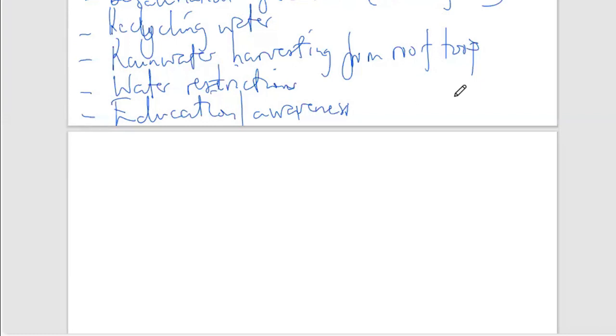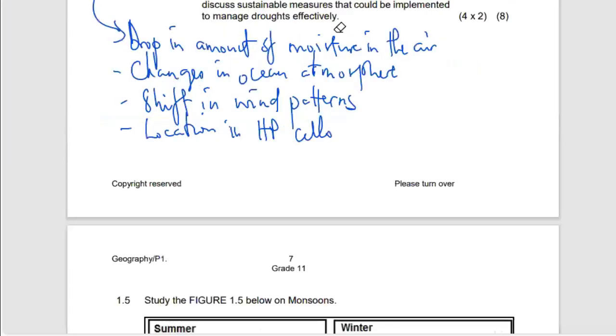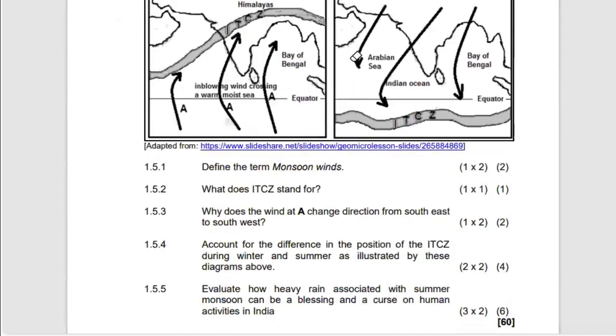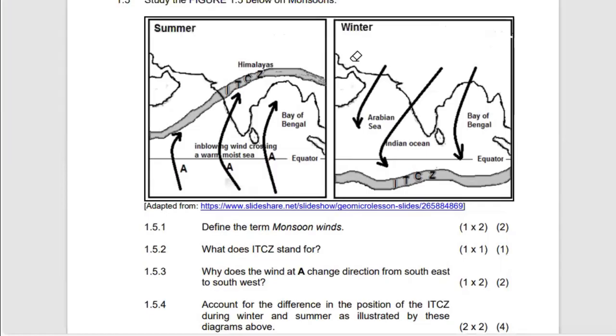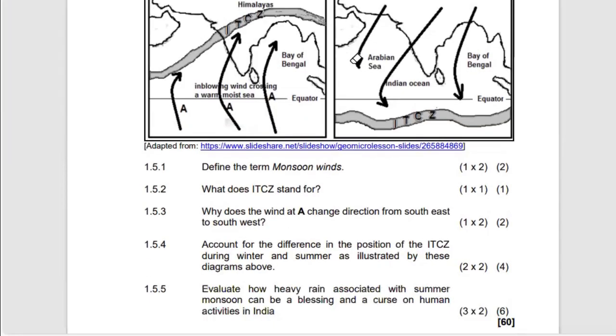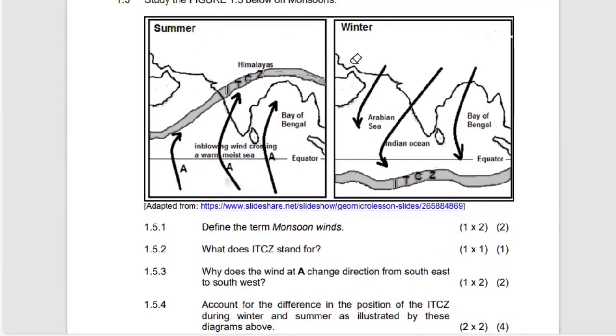We need to move on to the other part of the question and try to figure out how we can answer that particular question. We are taking it to question number 1.5. Question number 1.5 is based on the monsoon wind. Right, the monsoon, it says define the term monsoon. Right, monsoon, we are looking at a seasonal wind.